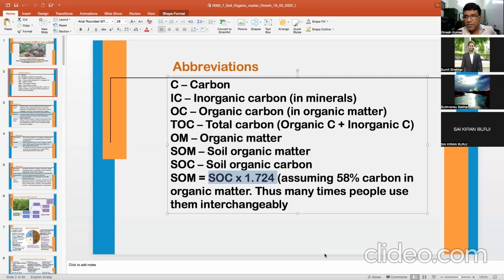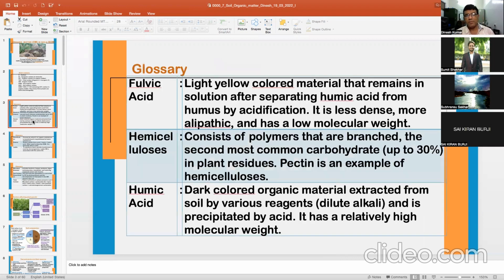Because you can assume that 58% of organic matter is carbon. So 100 divided by 58, you get the factor 1.724. Thus, many times people use them interchangeably. Sometimes I can call it organic carbon, soil organic carbon, or soil organic matter. So you can call either of these. But we should know the relationship between these two. And if you want to know SOC, SOM is divided by 1.724, you get SOC, soil organic carbon. Some terminology for your clarification.